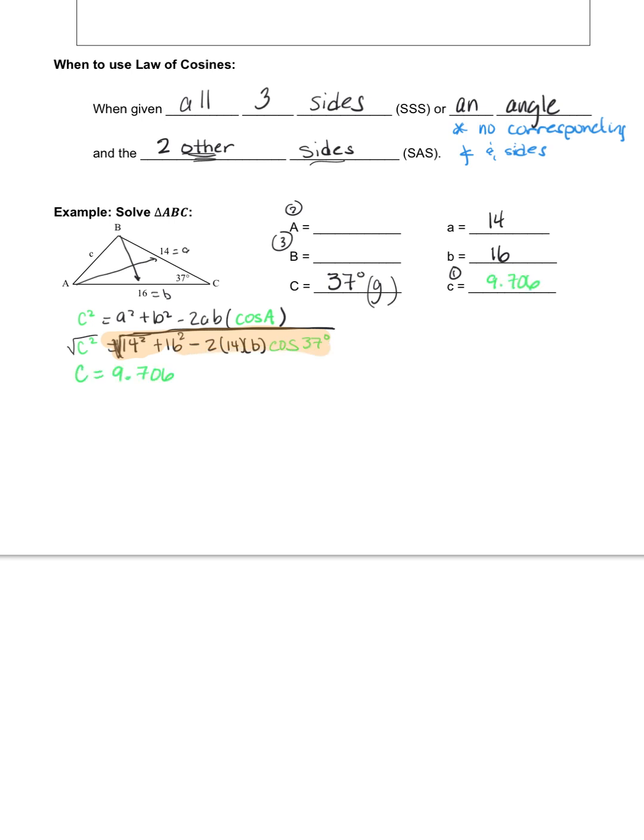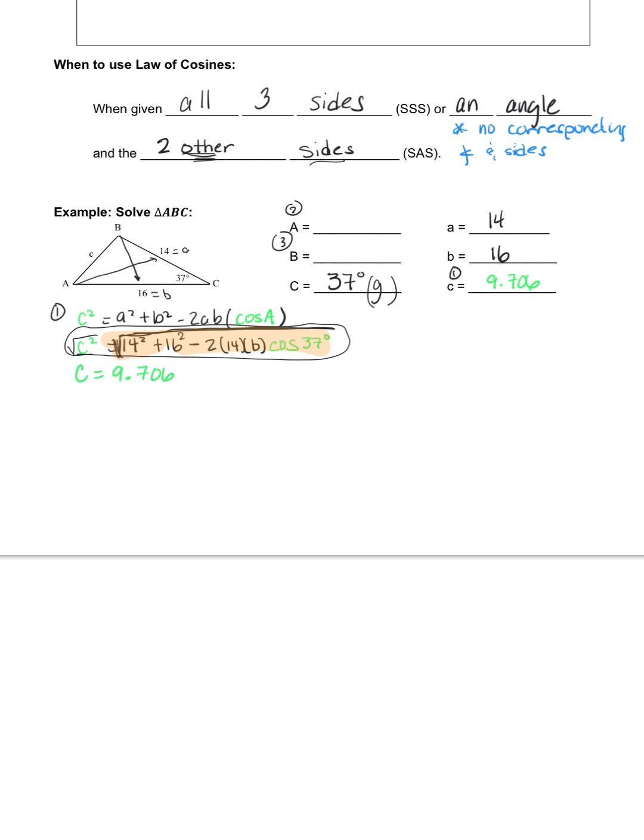All right, so I got 9.706, so I put that in place of C. So I want to remind you what I expect. I expect this whole thing right here, you don't have to highlight it obviously, to be put into your work, so that you can see that you're showing that work. All right, so that was the first one I did.